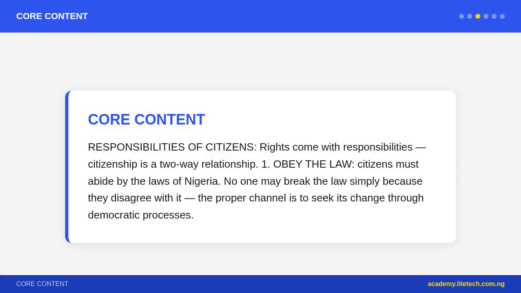Responsibilities of citizens. Rights come with responsibilities. Citizenship is a two-way relationship. 1. Obey the law. Citizens must abide by the laws of Nigeria. No one may break the law simply because they disagree with it. The proper channel is to seek its change through democratic processes.